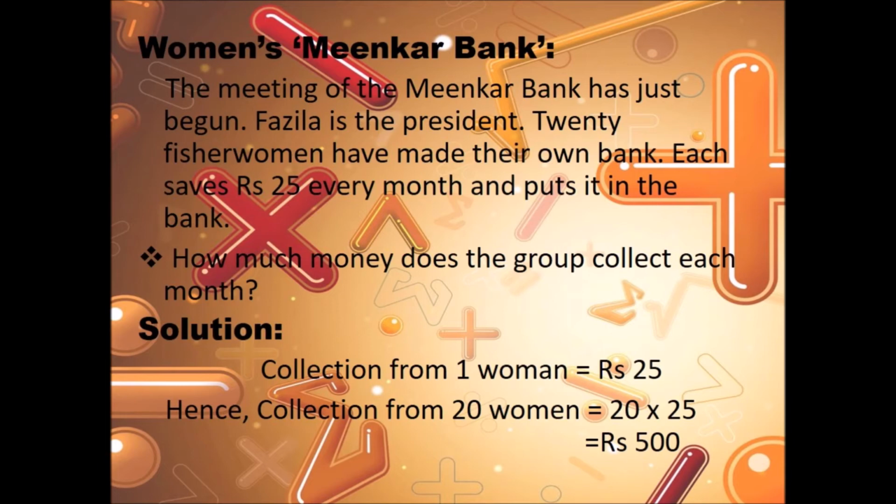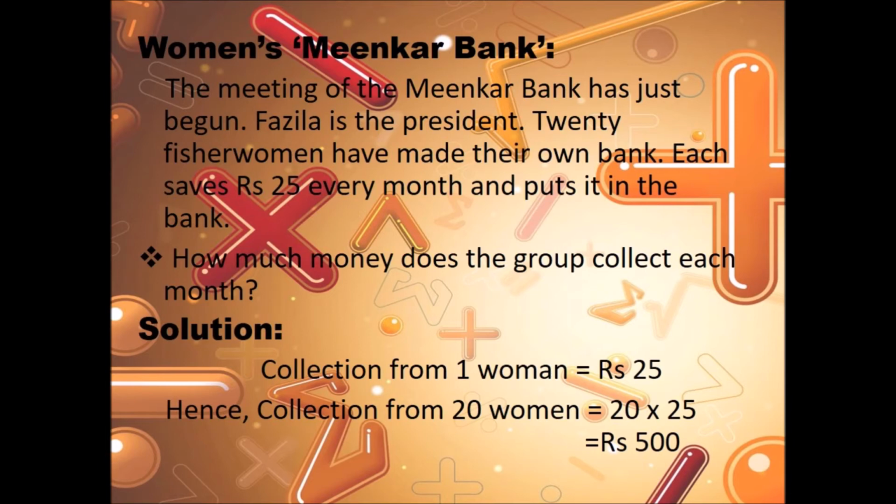What is the given data in the question? In that bank, how many members are there? Yes, 20 fisherwomen. And each woman saves how much rupees, children? Yes, 25 rupees. What is asked in the question? How much money does the group collect each month? Okay, how can we calculate, children?